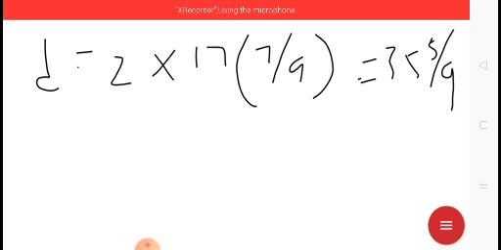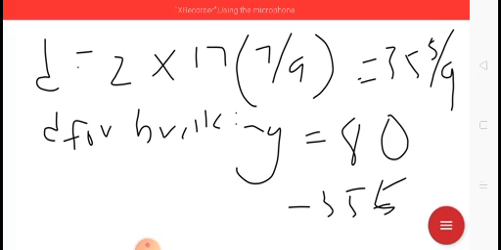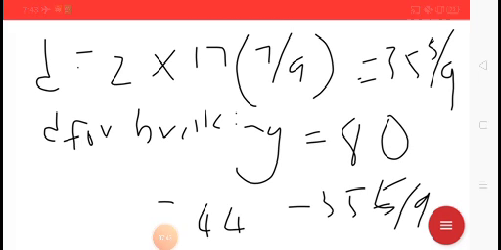And the total distance traveled after first seeing the ball, so the distance for the braking period, D for braking, will be equal to 80 minus 35.56. So you should get 44.44 for this instance. Okay, so this 44.44 will be the braking distance.